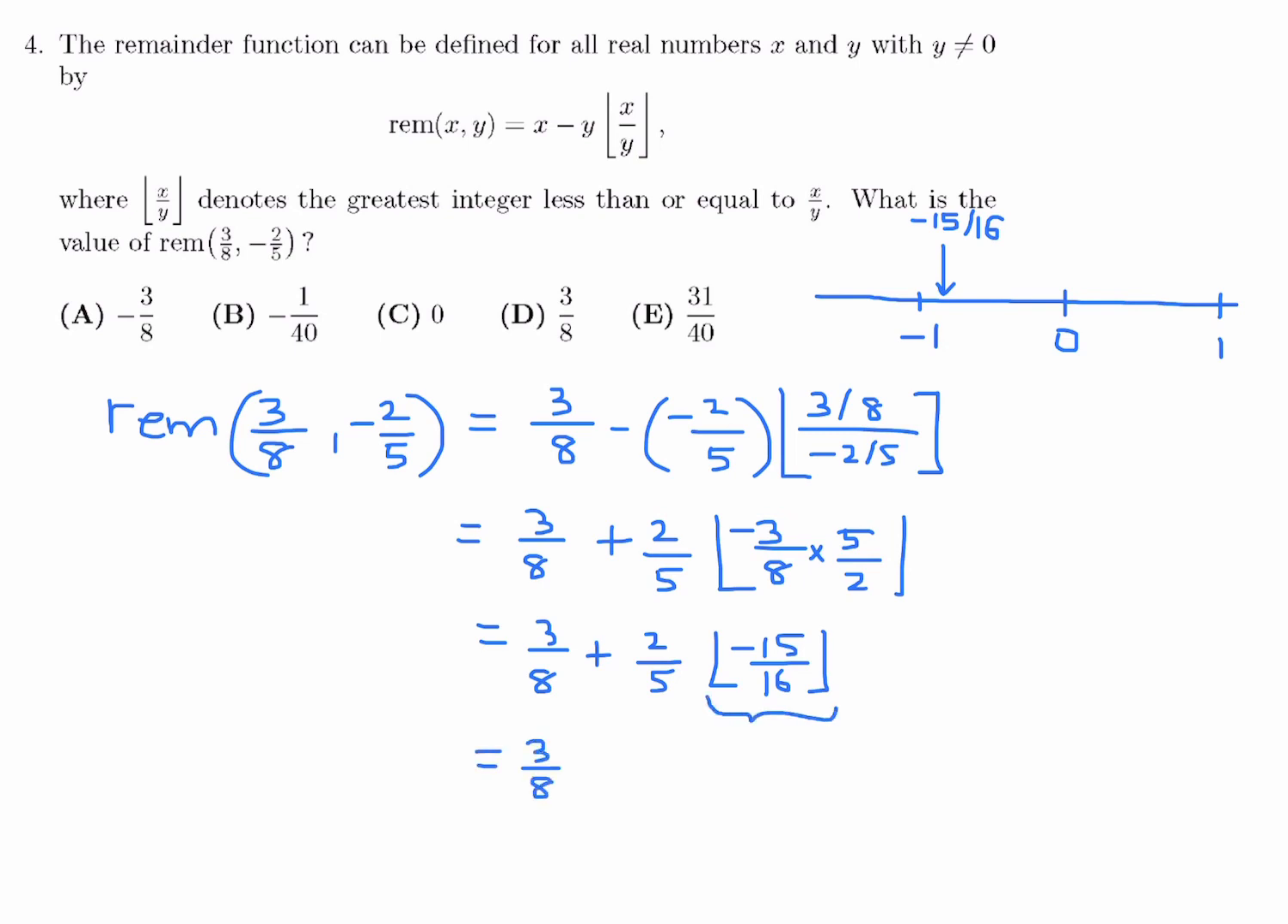So we have 3/8 plus 2 over 5 times a negative 1. Okay, so this becomes 3 over 8 minus 2 over 5, and then we've got to add these fractions: 15 minus 16 over 40, and this is negative 1 over 40. And of the answer choices, that would be B.